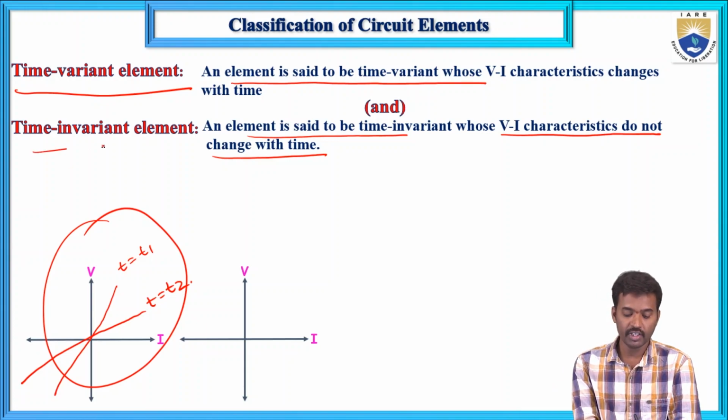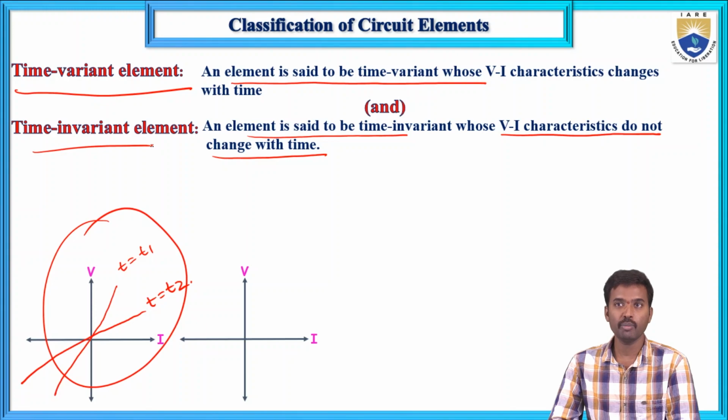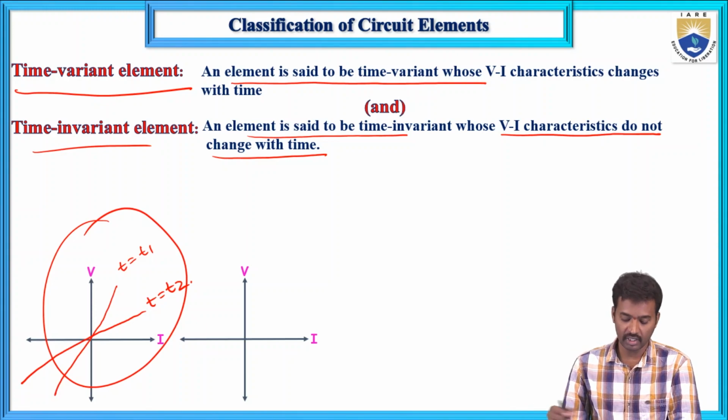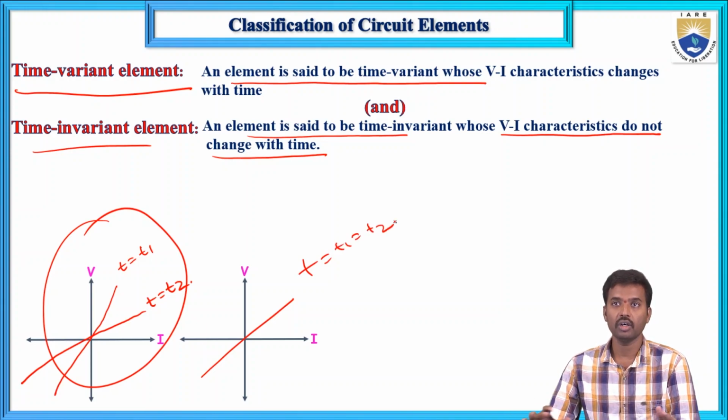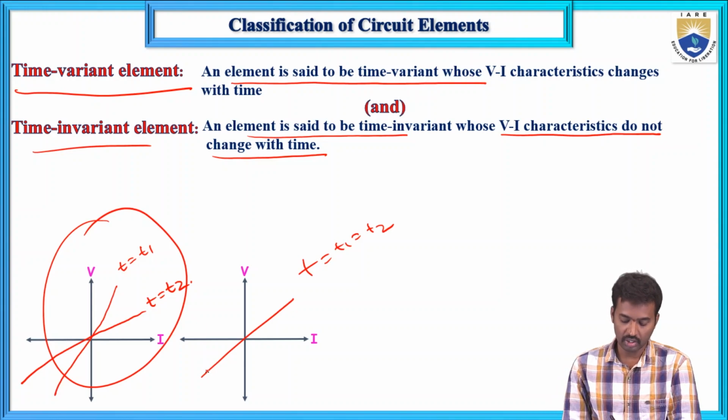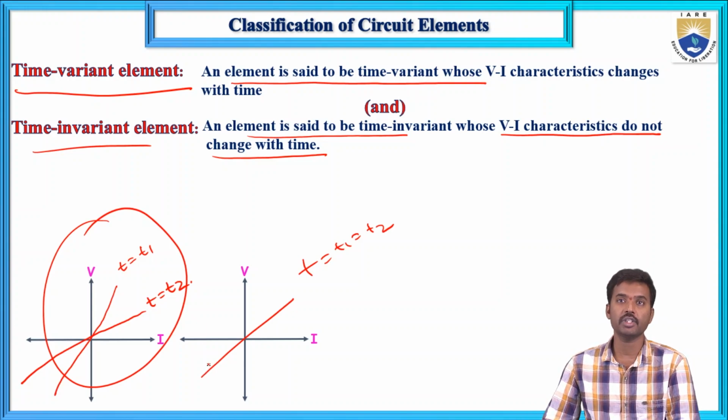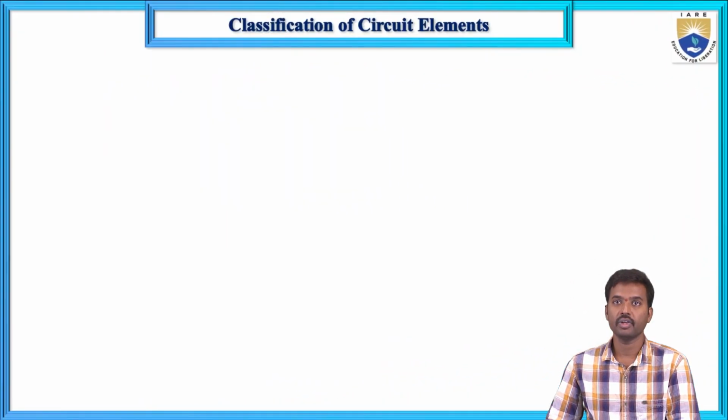Now if it does not change, such elements are time invariant, the same at t equals t1, after 1 year, and after 2 years. So the aging effect does not affect the elements. Such elements are time invariant elements. Next, unilateral and bilateral elements.